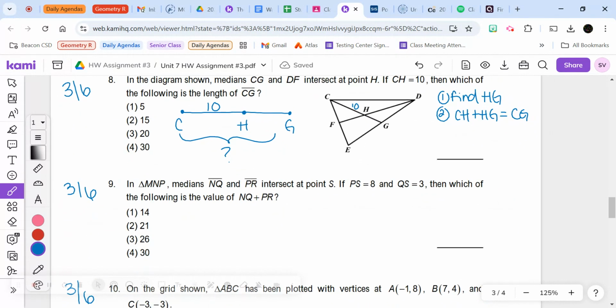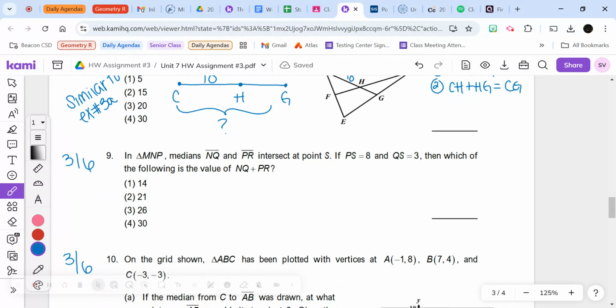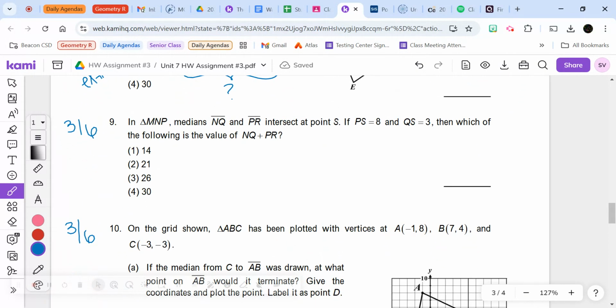For number 9, and actually, sorry, backtracking to question 8, the exercise that we did in the notes that applies to this question is exercise 3A. So I'm going to say similar to exercise number 3A. And then for 9, it says in triangle MNP, medians NQ and PR intersect at point S. And then they're giving us a bunch of measurements. And notice that we don't have anything drawn out for us. So let's draw that out.